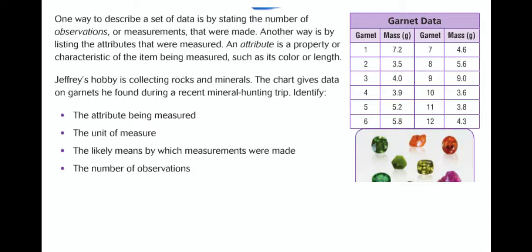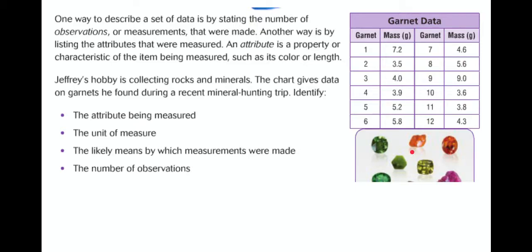Jeffrey's hobby is collecting rocks and minerals. The chart gives data on garnets he found during a recent mineral hunting trip. Identify the attribute being measured, the unit of measure, the likely means by which measurements were made, and the number of observations. So over here is his data, and a garnet is, like it says, a mineral or rock.